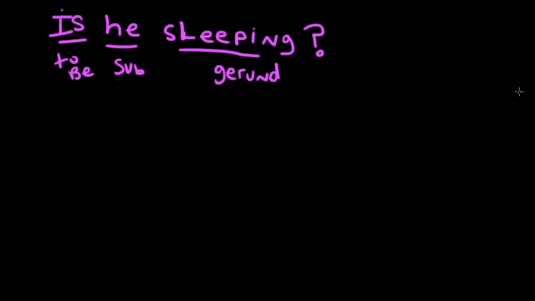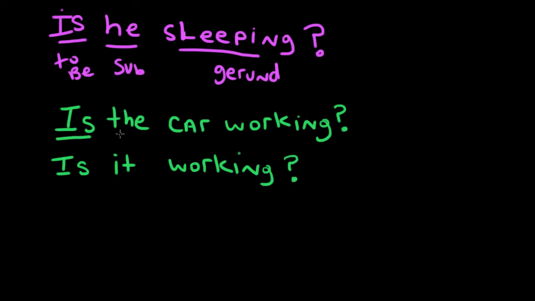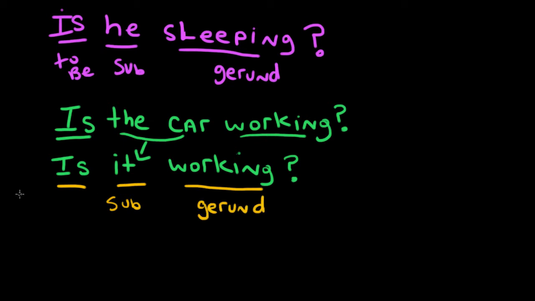Let's look at some more examples of questions with the to be verbs and the present continuous questions. Is the car working? Or is it working? So here we have the to be verb, then we have the subject, and then we have the verb in the gerund. Here the subject can be it. It's the same sentence, but it takes the place of the car as the subject. So we have the to be verb, the subject, and then the verb in the gerund. So that's easy, and don't forget your question mark.